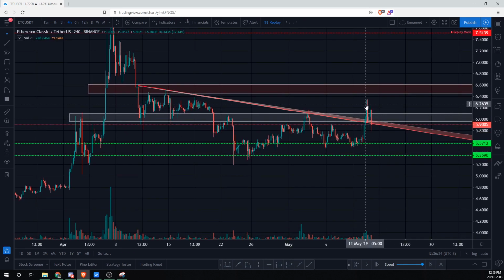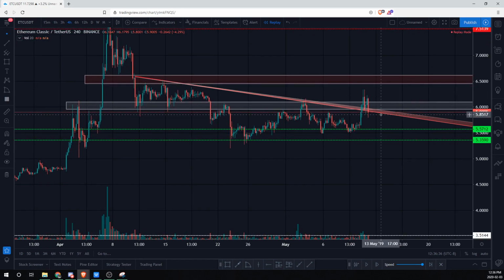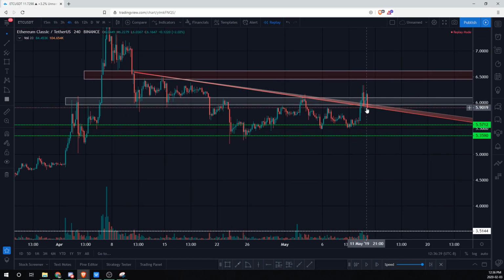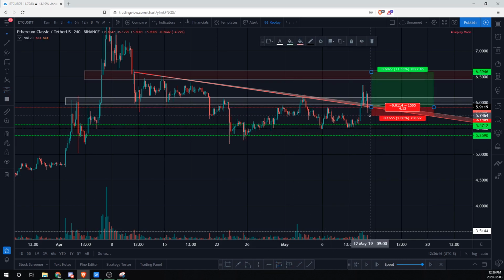So we see we broke the zone, retested it as a new level of support. We tested it once, and it looks like we're retesting again. I think an entry around these levels would be a pretty decent entry with a stop loss below the low, which is around right here.